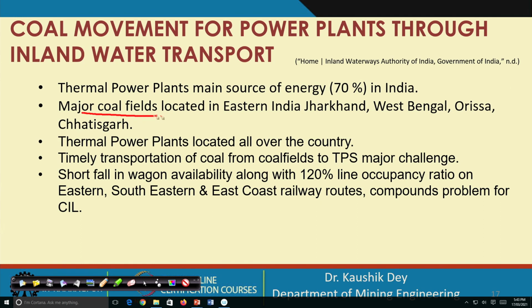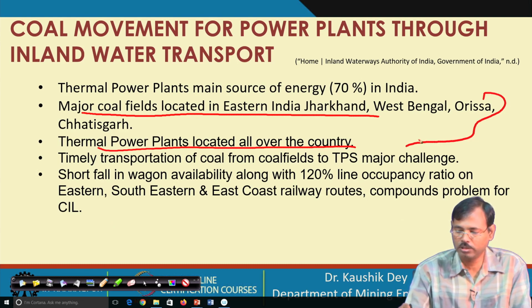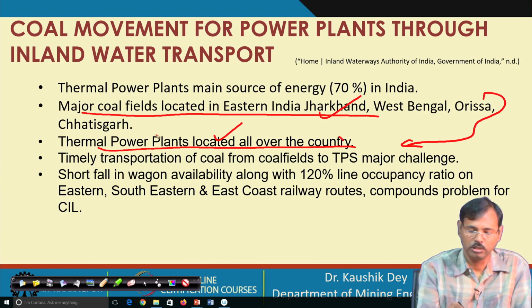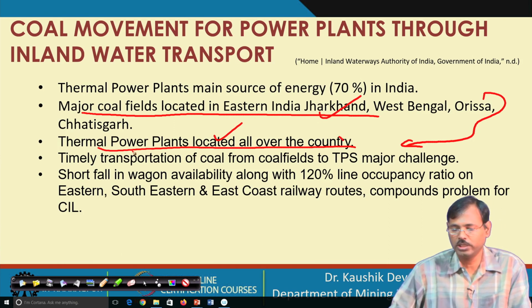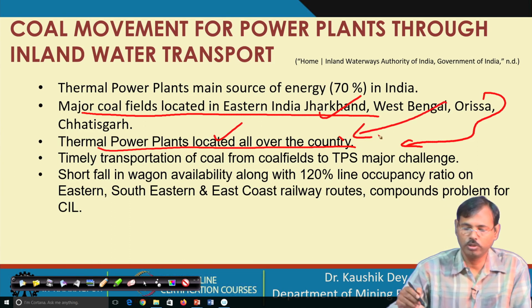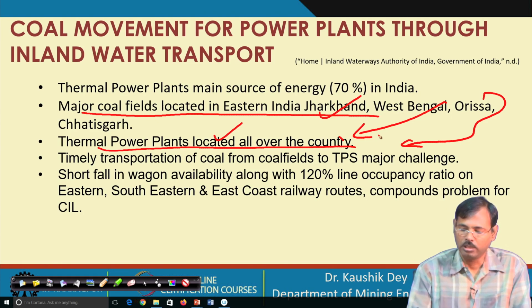Most of the coal fields are located in eastern India. Thermal power plants are located all over the country. So, there is a huge mismatch. Coal sources are on the eastern side, thermal power plants are in other places, and because transmission loss is unwanted, coals are required to be transferred over a long distance.